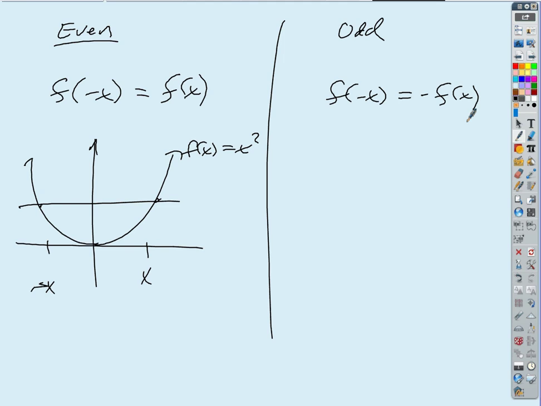Now, we're talking about even and odd symmetry with respect to x, right? So we're talking about even symmetry about the y-axis. How could I tweak that a little bit and say even symmetry about the x-axis? If it's even symmetry about the y-axis, the function was insensitive to the sign of x, right? That makes sense? Okay. If it's even symmetry about the x-axis, what would be insensitive to? Sign of y, right?